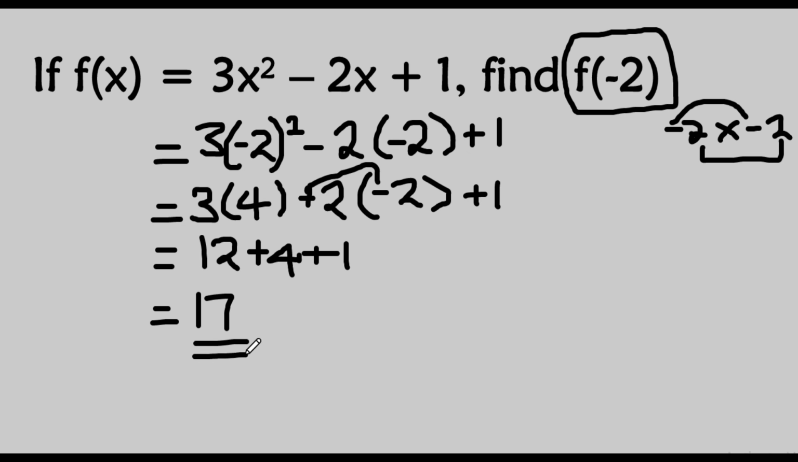So remember, all you need to do is substitute your -2 into the function, and then simplify. Know how to multiply negative numbers. Pay attention to the sign, and you should get your answer correctly. So this is all for this question.